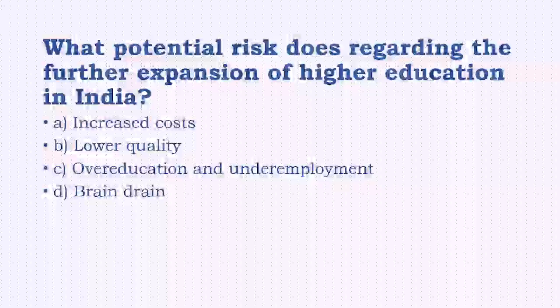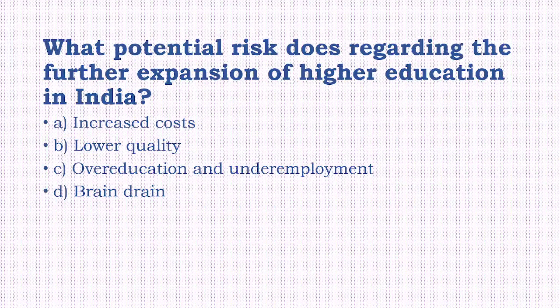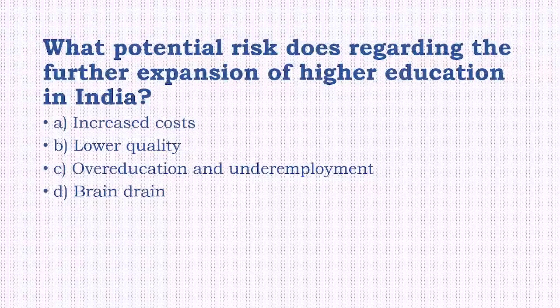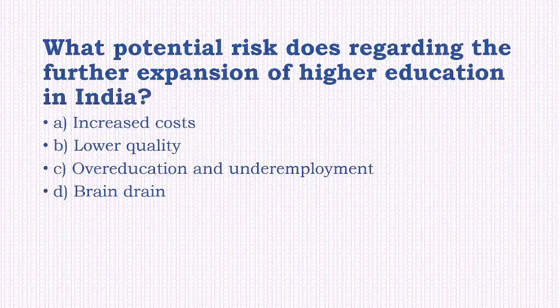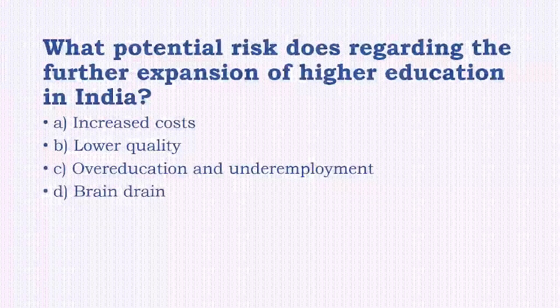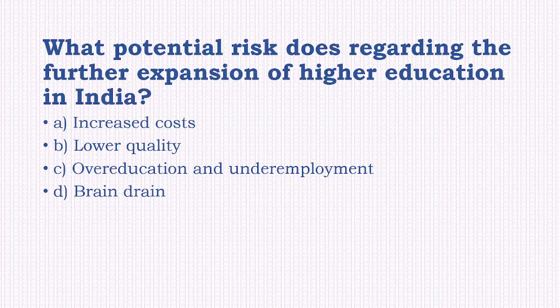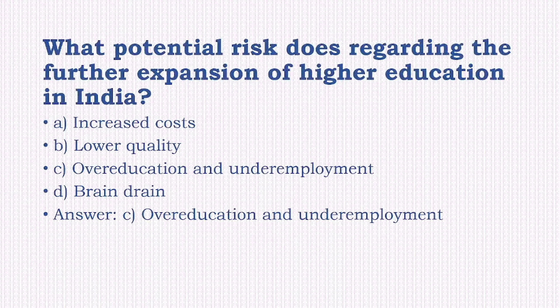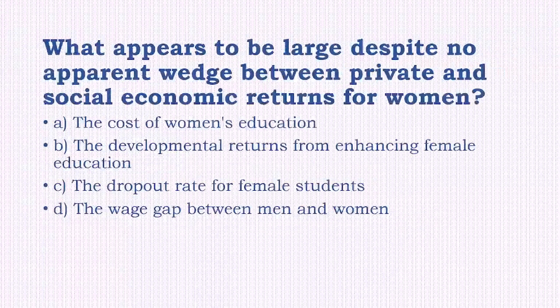Next, what potential risk arises regarding the further expansion of higher education in India? Options: increased cost, lower quality, over-education and unemployment, brain drain. The answer to this question is over-education and unemployment.